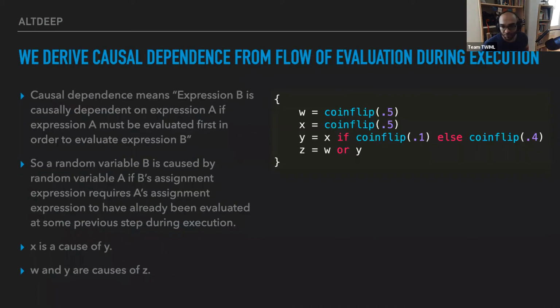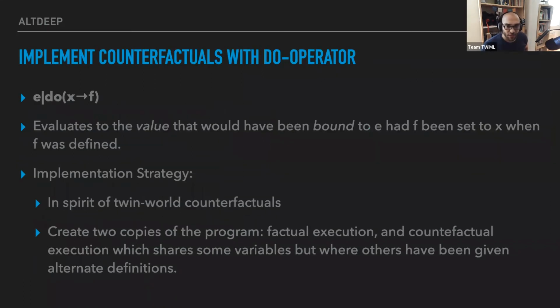And then of course, if you bring in recursion, it gets even hairier. So he defines here in this paper this do operator. So E, and what do you call that notation? A slash, I guess. Like a pipe bar or something? Pipe. Okay. E pipe do X equal X to F.